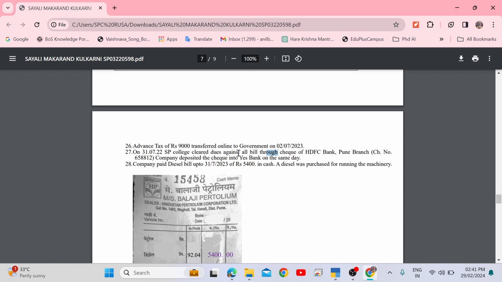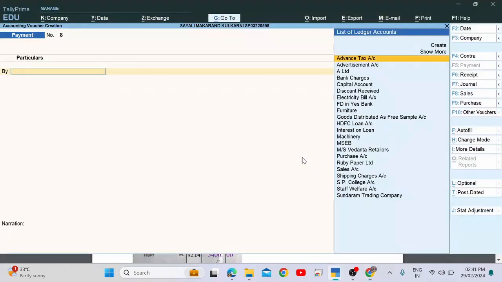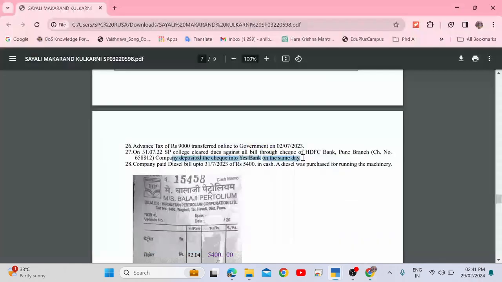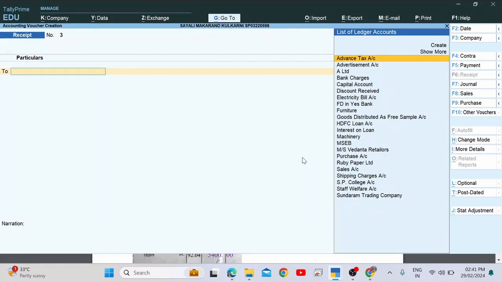SP College cleared the dues against all bills through cheque of HDFC Bank, Pune branch. You got the cheque number of HDFC, SP's bank will be HDFC Bank, and you deposited it in your bank. That means you are depositing the cheque in your bank. You have got the money. Receipt voucher type. Date and receipt voucher type are already selected. Now voucher type F6. Now in F6, what you want here is from whom you have got it. You have got this from SP College.